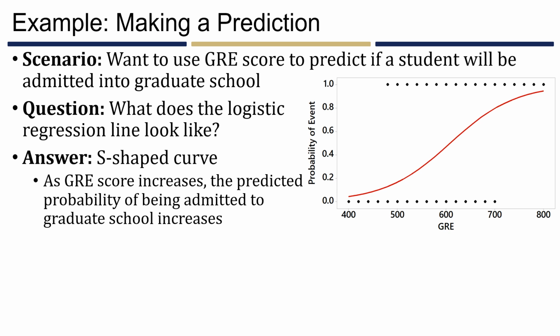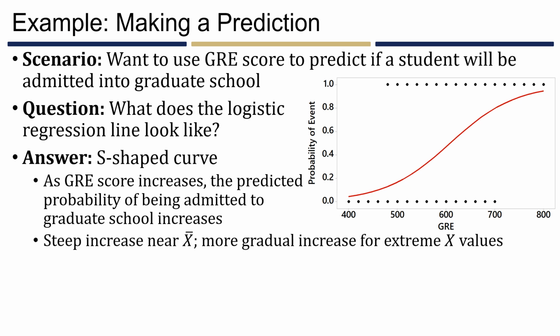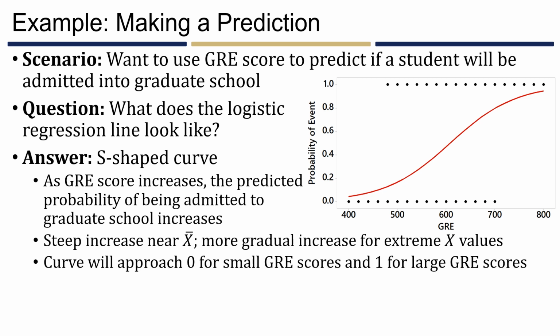However, notice that the rate of change of the probability is not constant like it would have been in simple linear regression. We notice a very steep increase in the predicted probability around x bar, right around a GRE score of 600. But notice that the increase in the predicted probability is much more gradual for extreme x values. What this curve is telling us is the predicted probability of being admitted into graduate school gets very close to 0 for small GRE scores, and it gets very close to 1 for the most extreme large GRE scores.